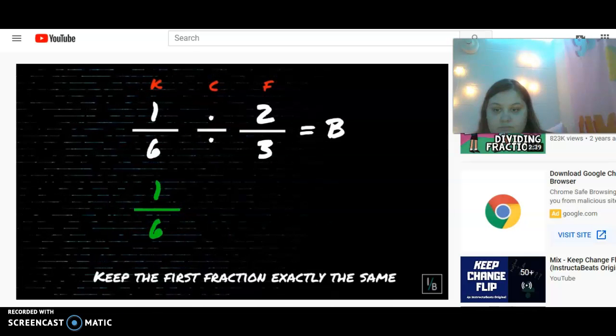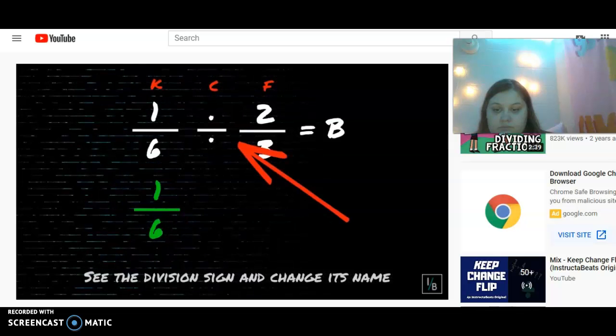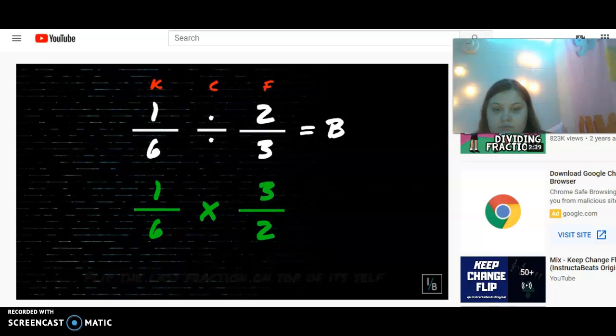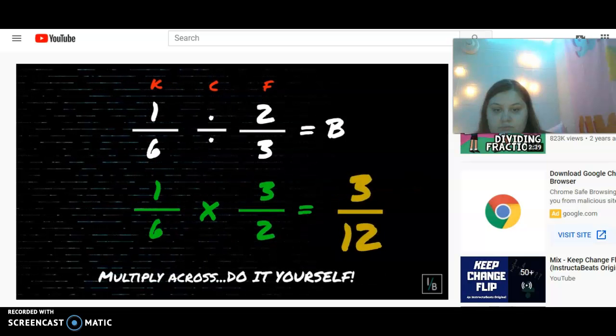Keep the first fraction exactly the same. See the division sign, change its name. Flip the last fraction on top of itself. Now multiply across, do it yourself.